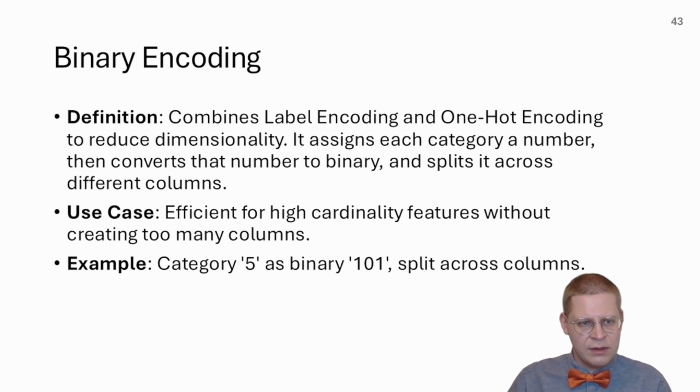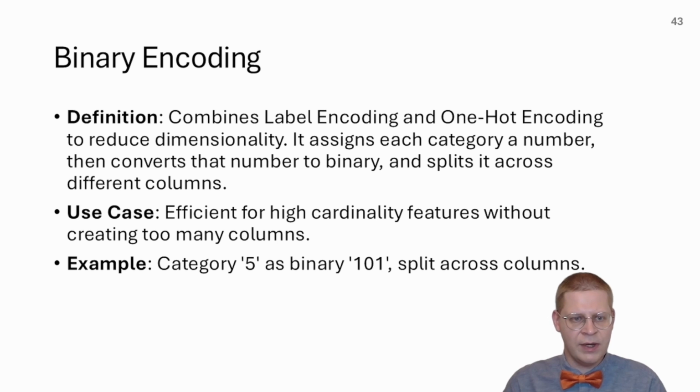Binary encoding here combines a label encoding and one-hot encoding to reduce dimensionality. It assigns each category a number and then converts this number to binary and splits it across different columns. Imagine you have a binary encoding of something. The category 5 is a binary 1, 0, 1. And you have those columns, so 3 columns, and 1, 0, 1 is a 5.